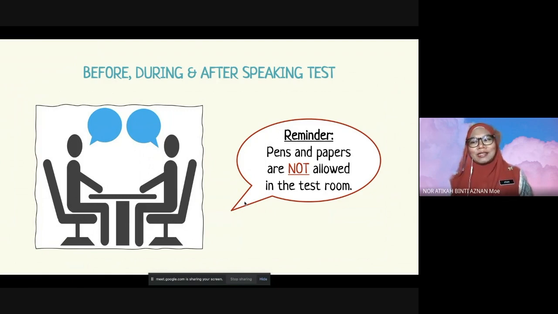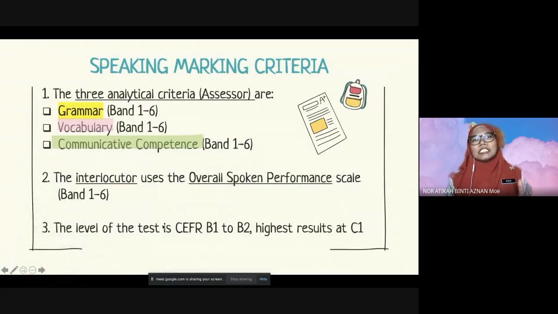And what an interesting process we can see there. The speaking marking criteria, the three analytical criteria used by the assessor, are: the first one is grammar, the second one is vocabulary, and the third one is communicative competence.